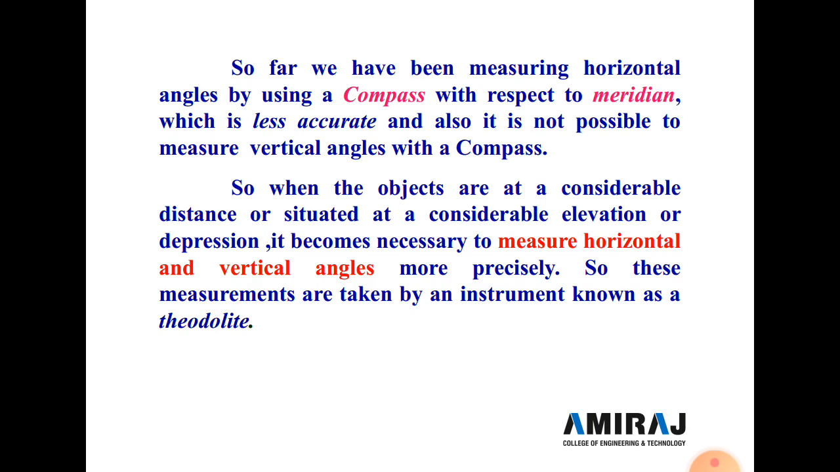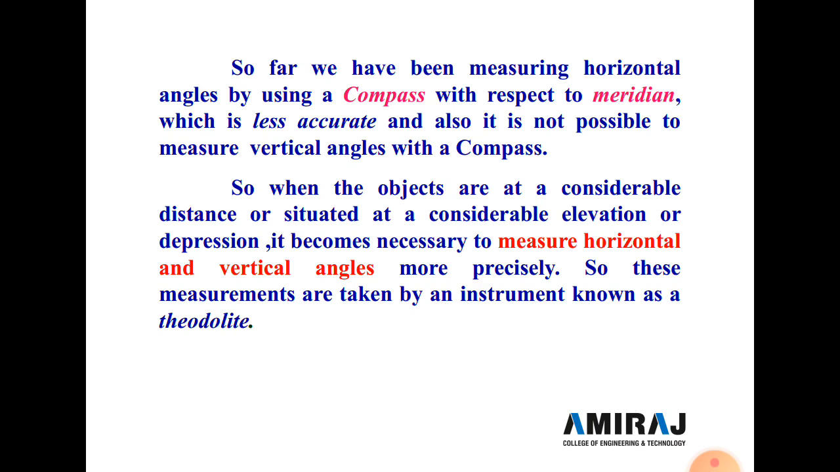In surveying we discuss angles and measurement. So far we have measured the horizontal angle by using the compass. Generally, with the help of the compass we measure the horizontal angle with respect to the north direction, and it is not possible to measure the vertical angle by using the compass. The compass only rotates in a horizontal direction, clockwise or anti-clockwise, and does not move in a vertical direction. So for measuring vertical angles, a theodolite is compulsory.